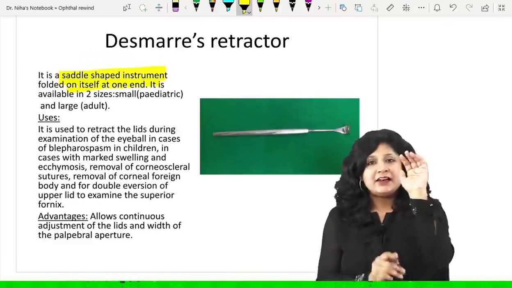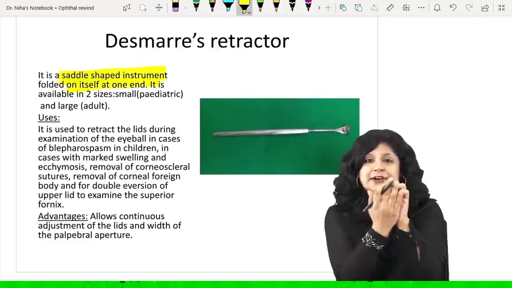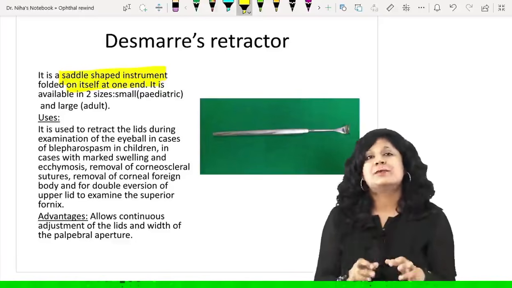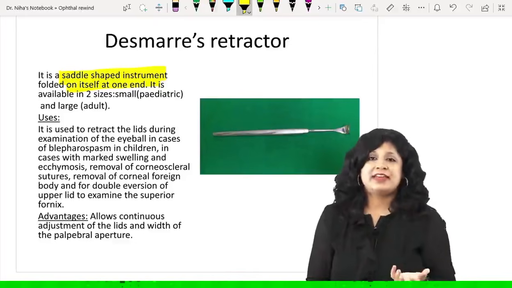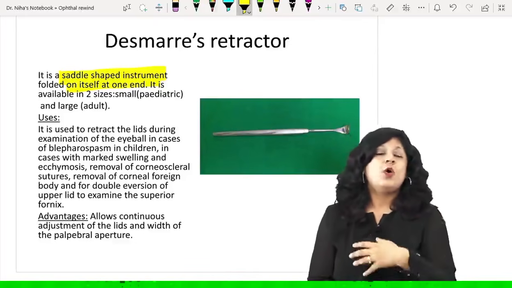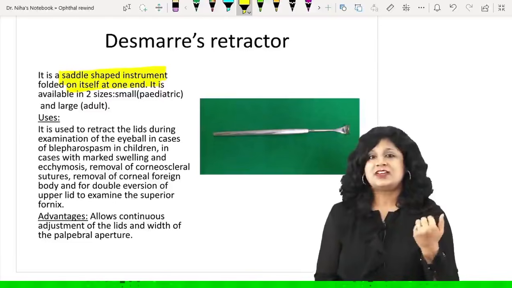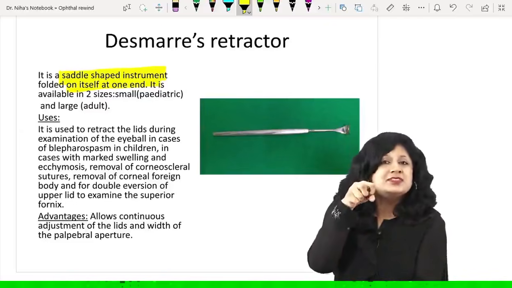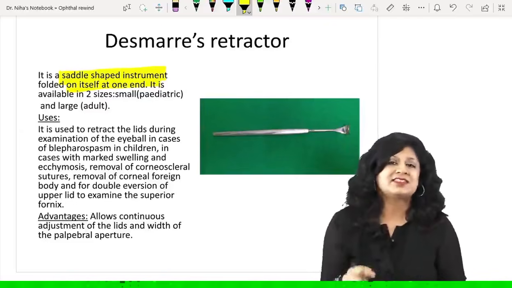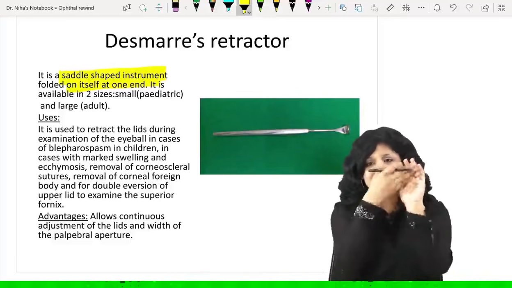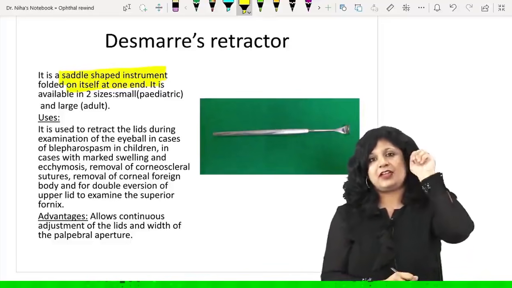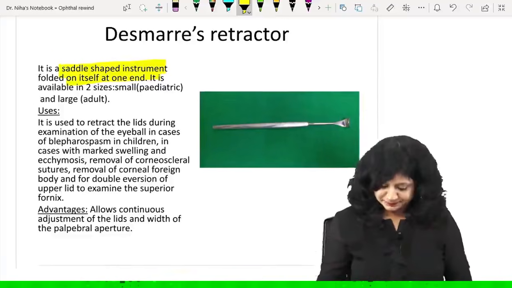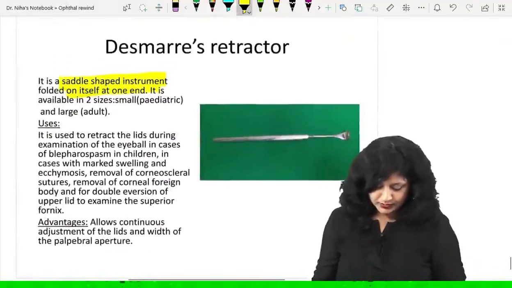This is basically one instrument which is very gentle, but it will help in examination of the eyeball. Sometimes the children are not cooperative and you can't be very harsh on them, or maybe the congenital glaucoma where there is a blepharospasm. So for those purposes we can use this Desmarres retractor in order to retract the eyelids. So the moment you see its shape, you will see we can hook the eyelid and we can retract. So this is basically used for retraction of the eyelids.